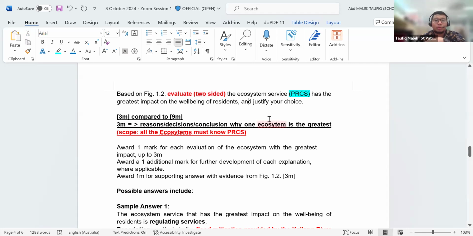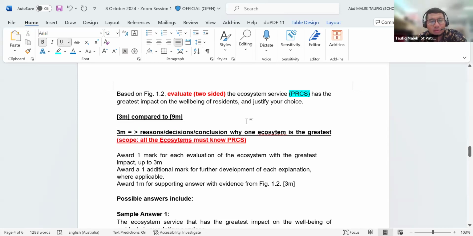What you can do is provide one ecosystem that has the greatest impact and another ecosystem that may not be the greatest impact. We will not specify which ecosystem, because you're supposed to evaluate the ecosystem. Now, this question is a 3 mark or 4 mark question, so it's very different from the 9 mark evaluation question. That one we'll go through on the 11th of October.